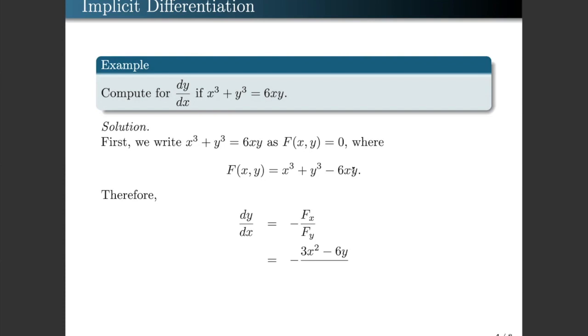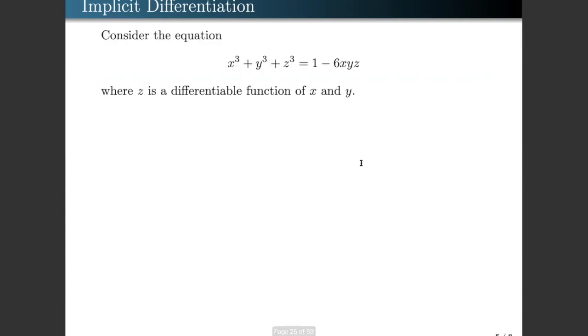Yeah? Don't forget the negative in front of the fraction. And then what about the partial of f with respect to y? Again, looking at this expression here, that will give us 3y squared minus 6x. Yeah, so that's the answer that we obtained earlier, right?